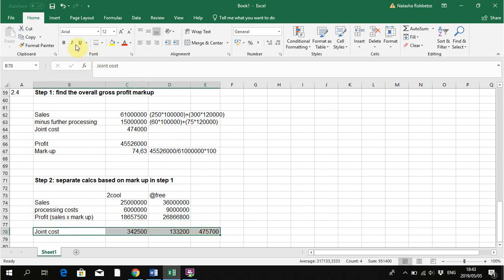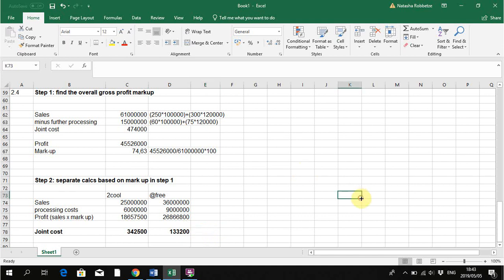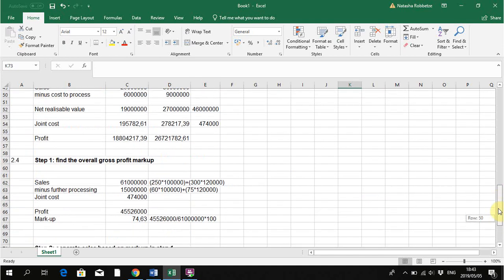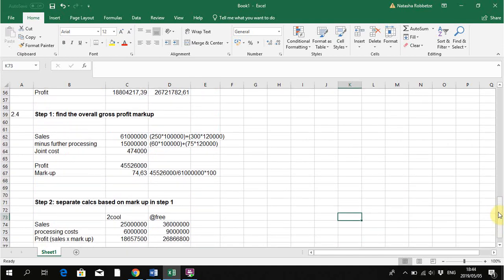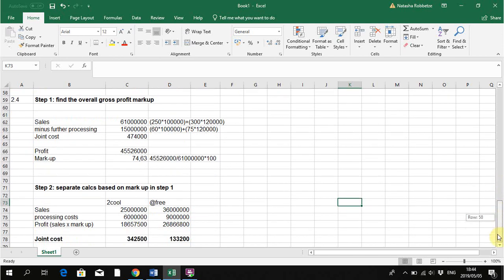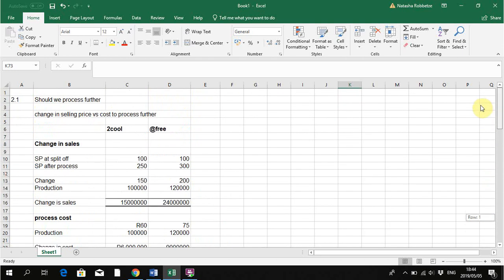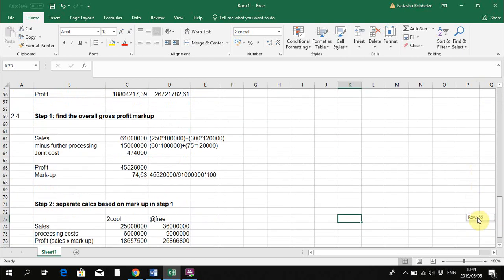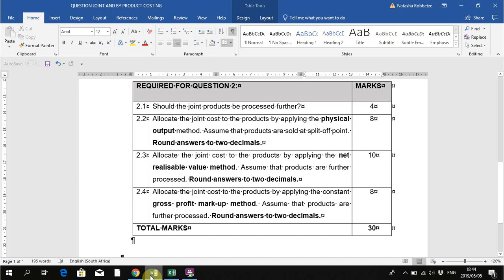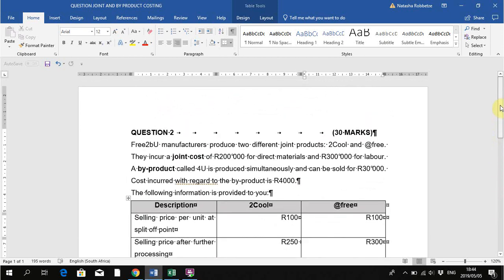I think of all, the calculation for the gross profit markup is the most difficult. Just split it into the 2 steps. First, get to the profit and the markup, and then in step 2, sales minus processing cost minus profit will give you your joint cost per product. Right, so this was the explanation on joint and byproduct costing.